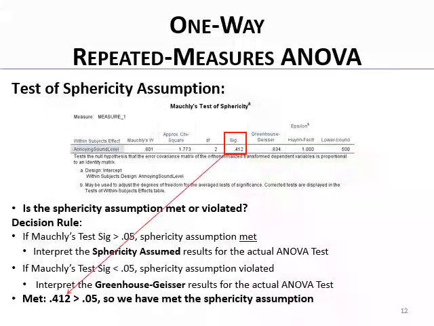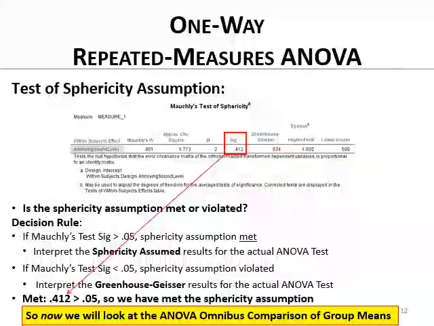We have met the assumption, right? Because 0.412 is definitely greater than 0.05. So we're going to be interpreting the line that says sphericity assumed in the ANOVA results. Hope that makes sense. So now let's go ahead and take a look at the actual ANOVA results, sphericity assumed line, and see if the groups differed.